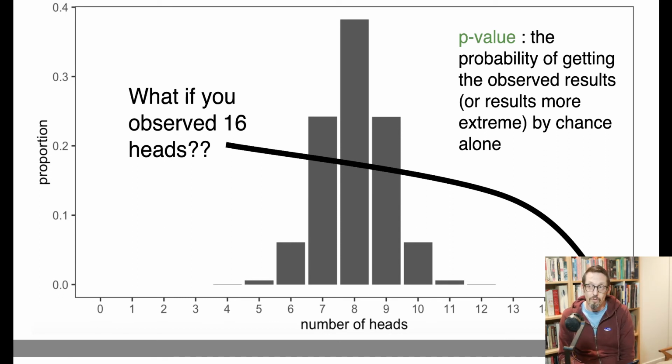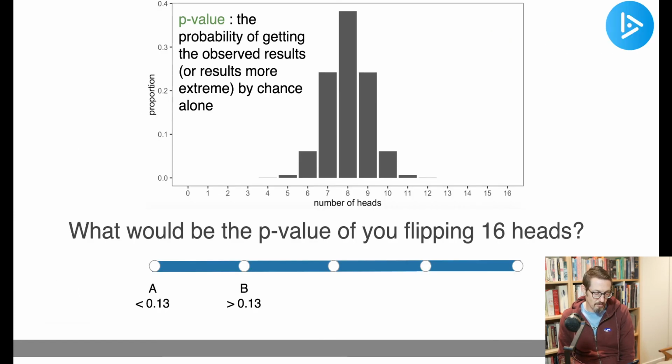All right, so what if you observed 16 heads, right? The p-value gets really wacky out there. What do you think the p-value would be? Would it be less than the 0.13 we just discussed? Or would it be greater than? We are asking you which way an unlikely event is. Is it a high p-value or a low p-value?